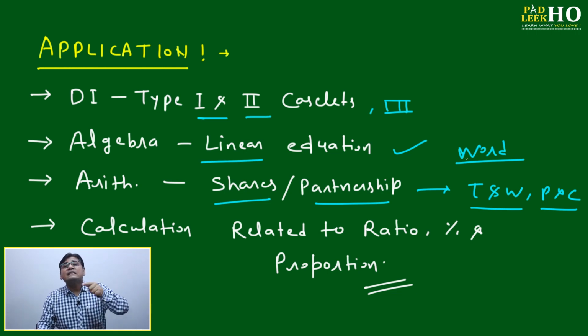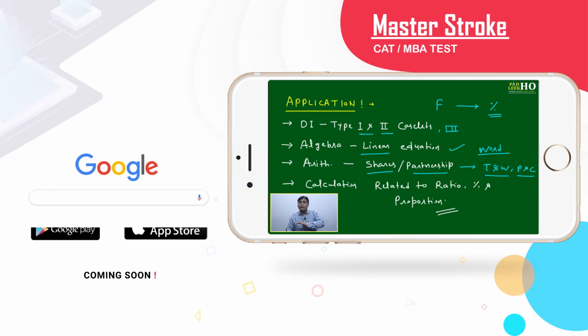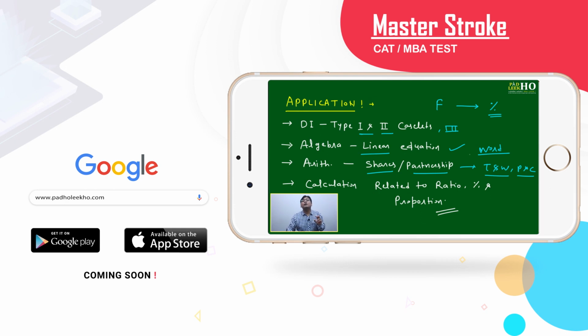For smartness purposes, we will discuss time and work and pipe and cistern. Then this fraction calculation will convert into percentage, for calculation easiness, and understanding will also be easy. Then next is calculation related to ratio, percentage and proportion. It is going to affect almost 50% of DI and almost the full quant. This is one of the important tools: how to deal with fractions and how to understand fractions in terms of numbers, percentages and word based questions.